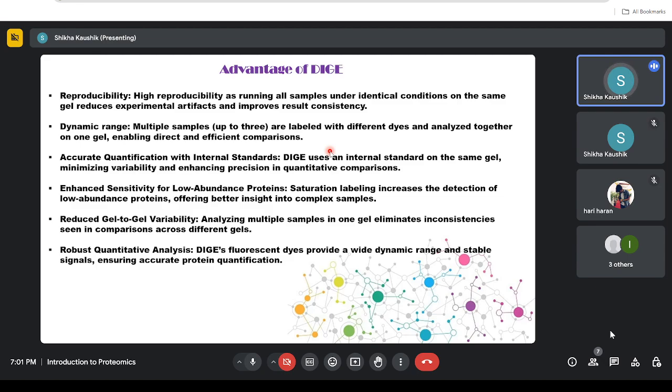You are running the 3 samples on the same gel, so you are actually reducing the gel to gel variability. Then it is a robust quantitative analysis because fluorescent dyes provide a wide dynamic range and stable signal. Why? Because they are specifically binding to a particular residue, giving you a better quantification of your proteins.